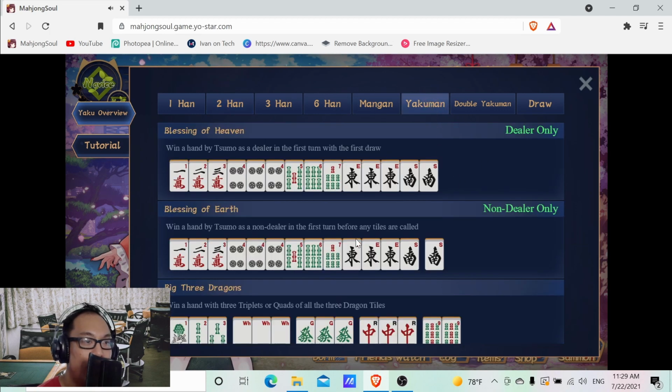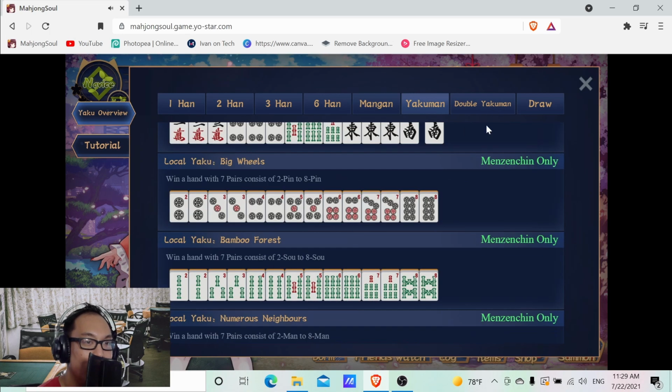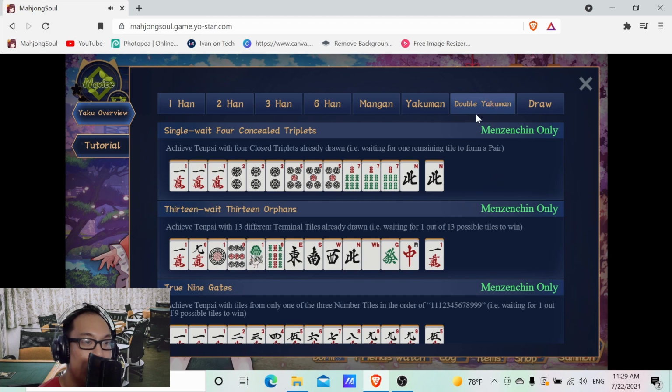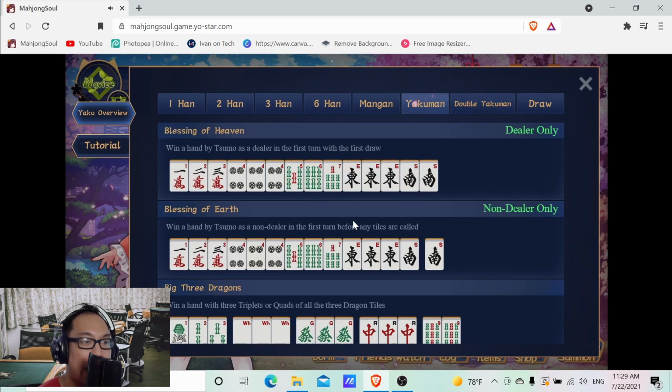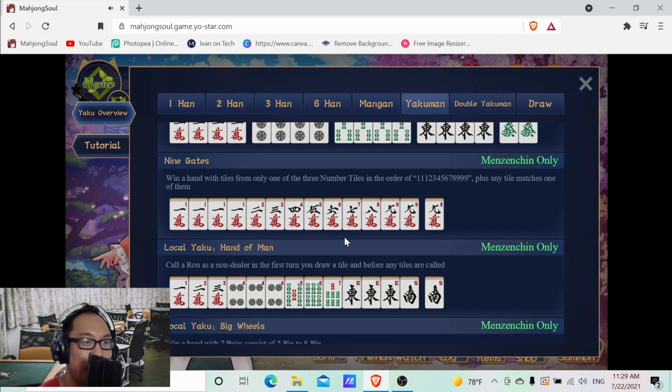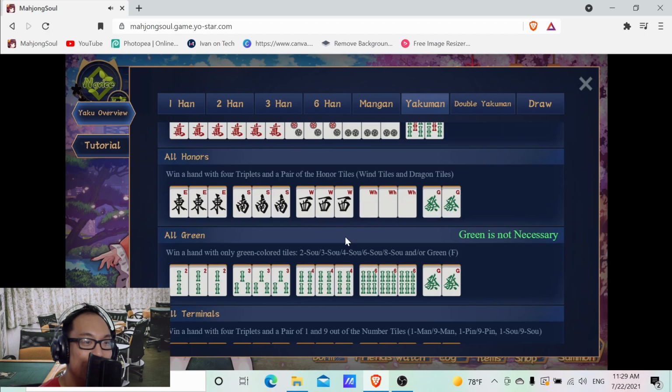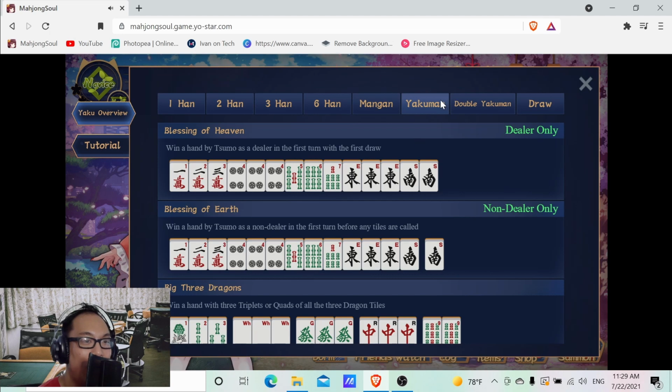Yakuman hands are obviously the highest hands. And then they also add a little category, which I didn't know about, which is double Yakuman, which is very rare. These are very rare hands to get. You have to be very lucky to get these hands. So I recommend don't try to memorize the Yaku hands right away.